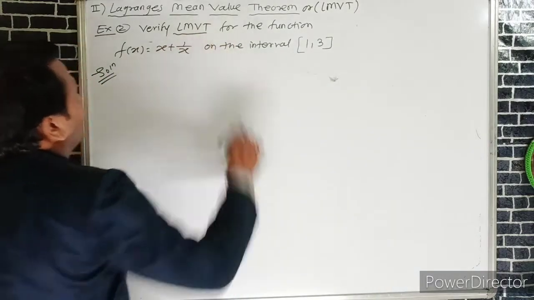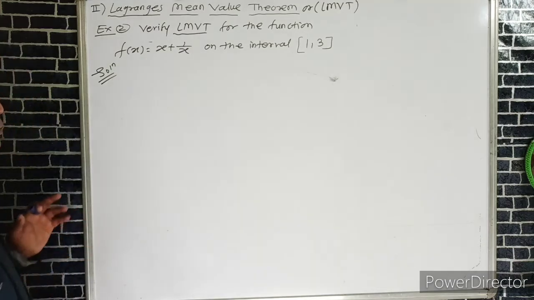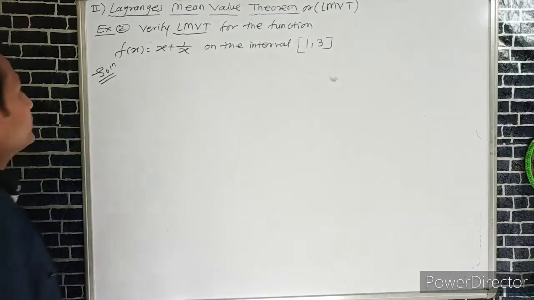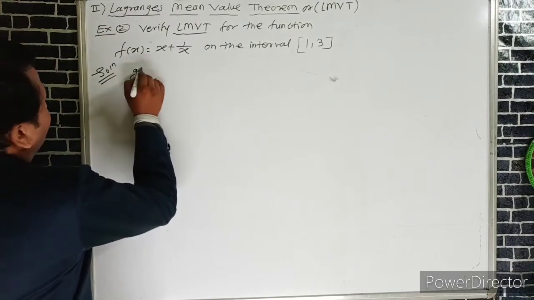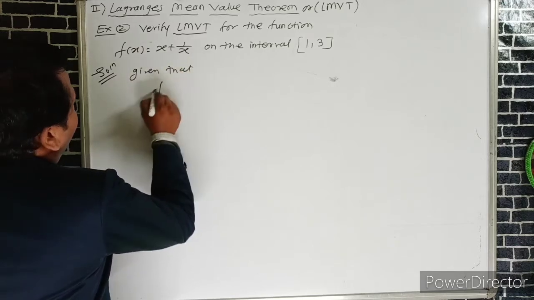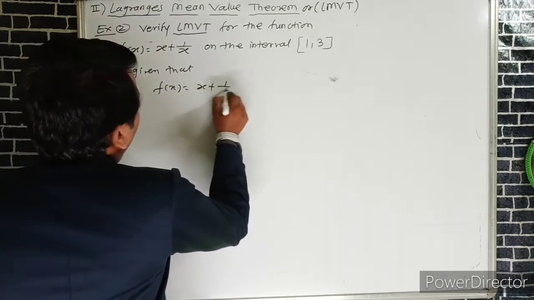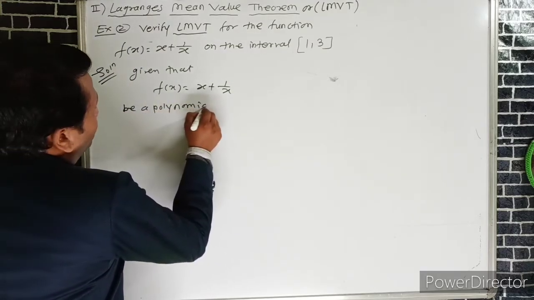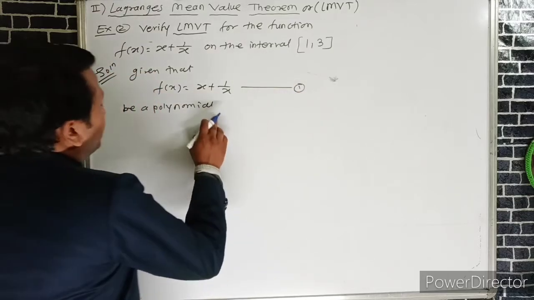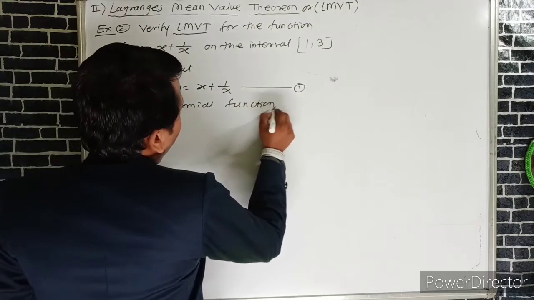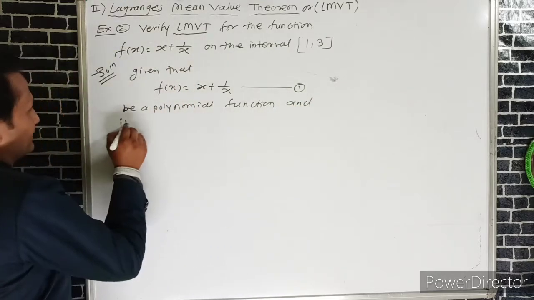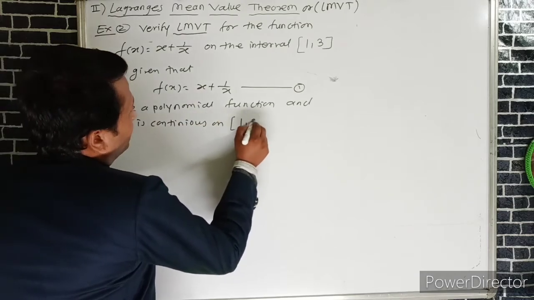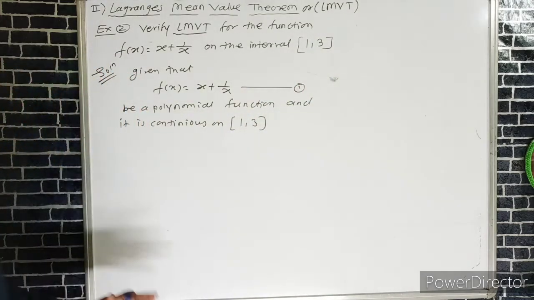If we have to verify Lagrange's mean value theorem, then we know the conditions of LMVT. So first we take the given function f of x is equal to x plus 1 by x, which we give equation number 1. It is a polynomial function, and it is continuous on the closed interval 1, 3, which means the value of a is 1 and the value of b is 3.